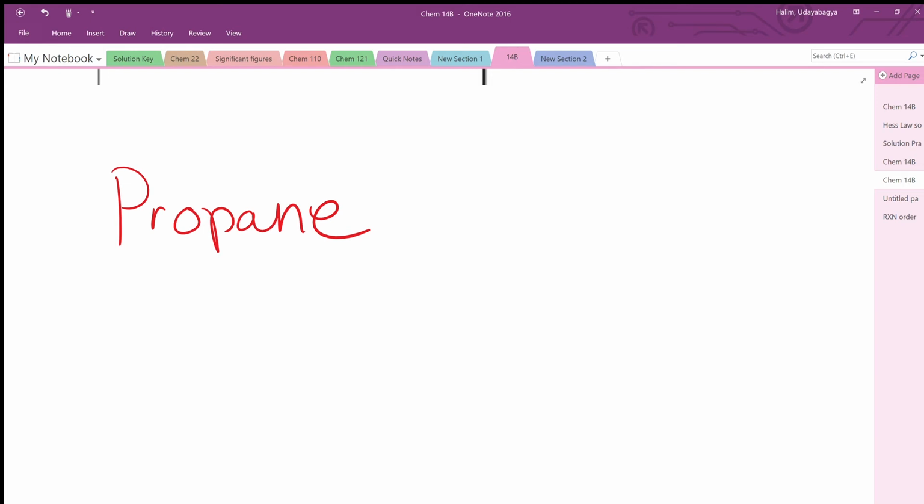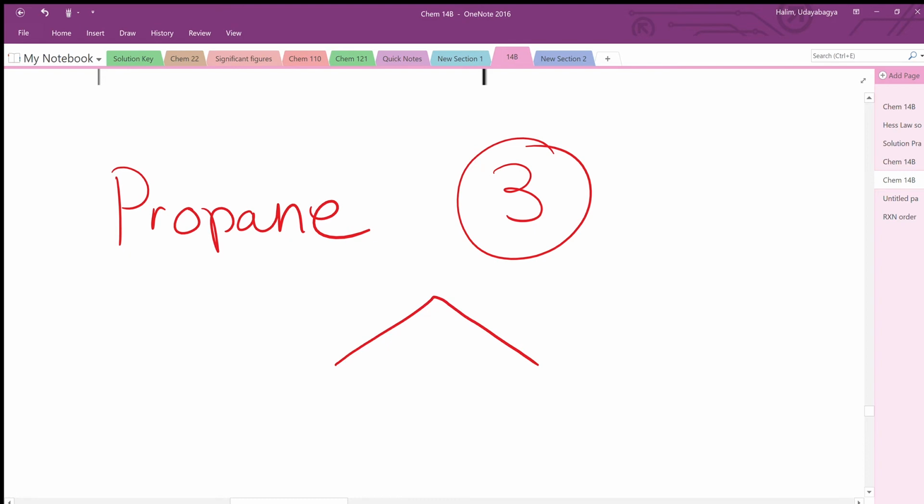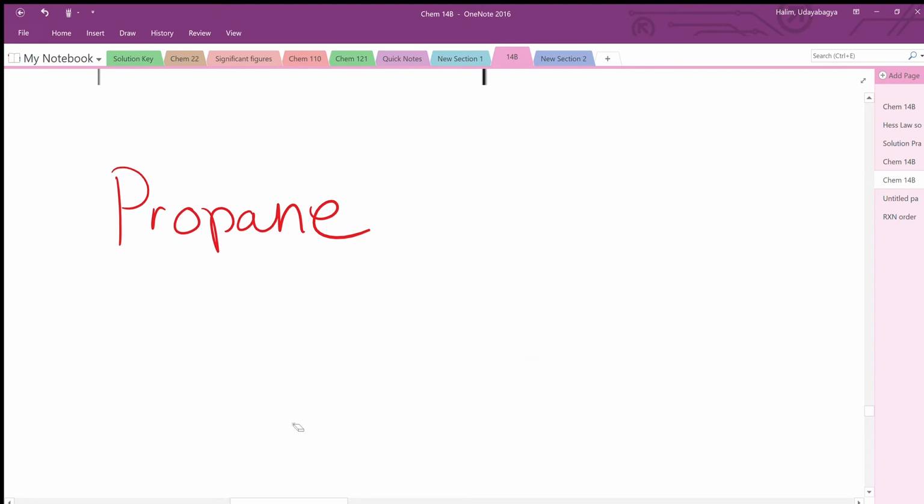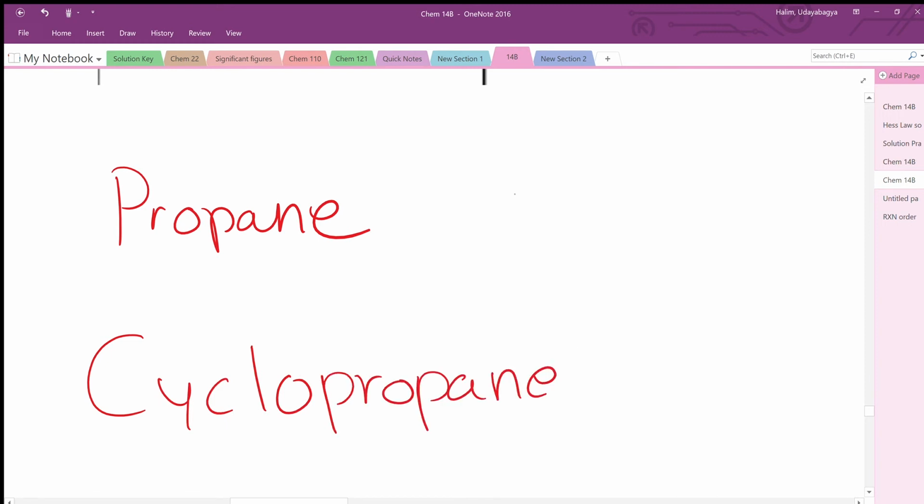That one is right. What you draw is the one in lighter fluid. Propane is 3, so it looks like that. How about if I were to ask you to draw a cyclopropane? So propane is that. What is a cyclopropane?